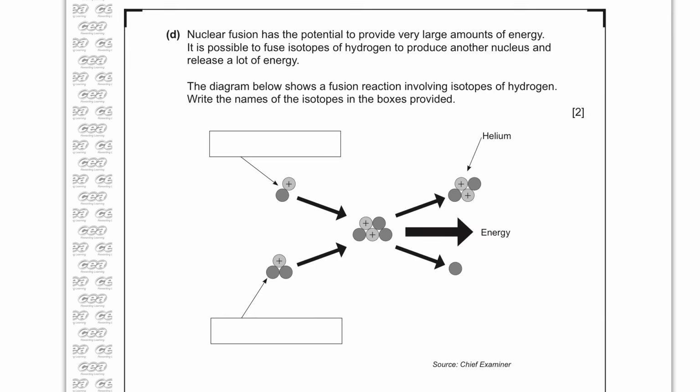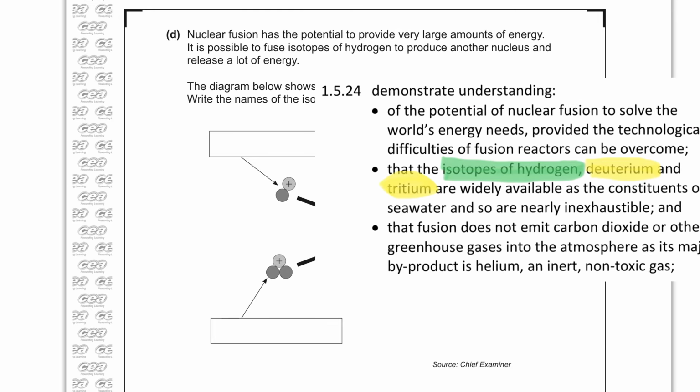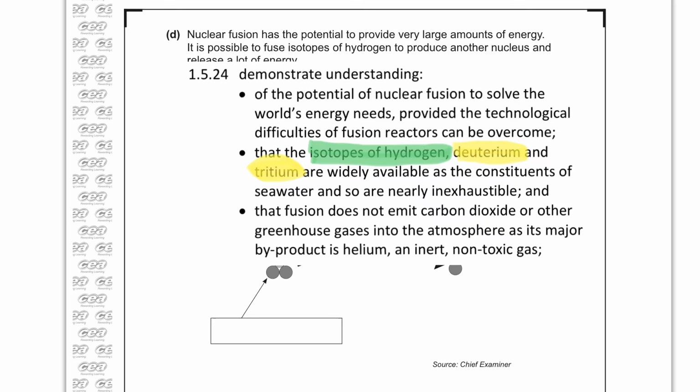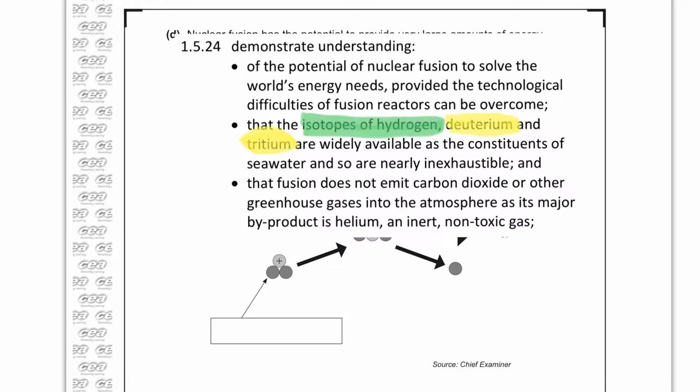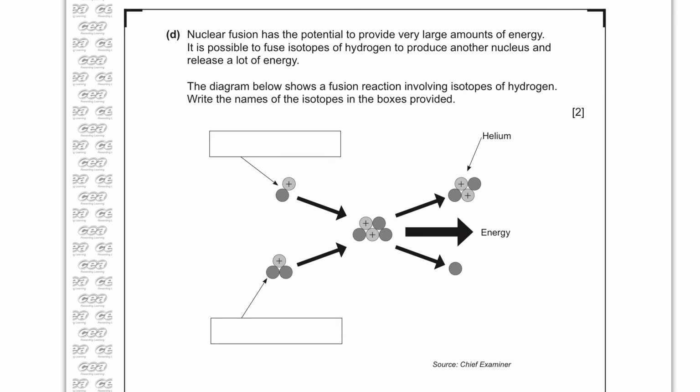Part D, nuclear fusion has the potential to provide very large amounts of energy. It is possible to fuse isotopes of hydrogen to produce another nucleus and release a lot of energy. The diagram below shows a fusion reaction involving isotopes of hydrogen. Write the names of the isotopes in the boxes provided. So your specification says that you're supposed to know that isotopes of hydrogen are called deuterium and tritium, so it's worth making sure that you have learnt that. Deuterium is the one with 2 particles, and tritium is the one with 3 particles.